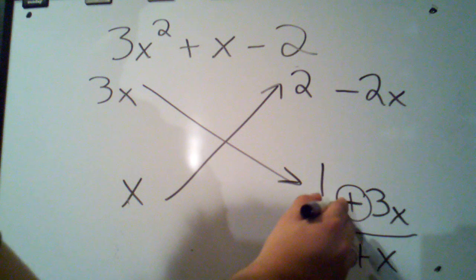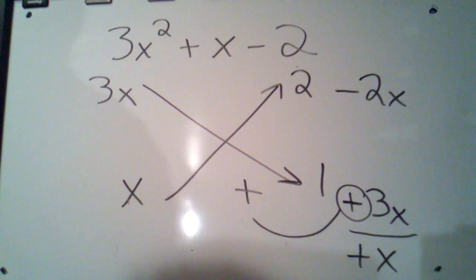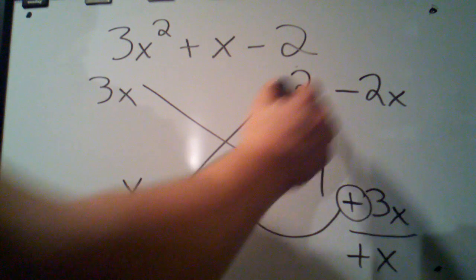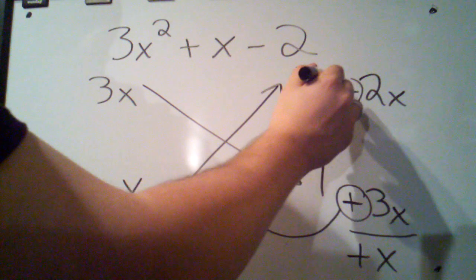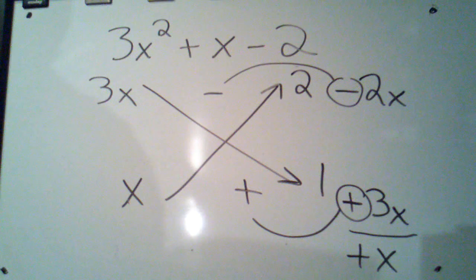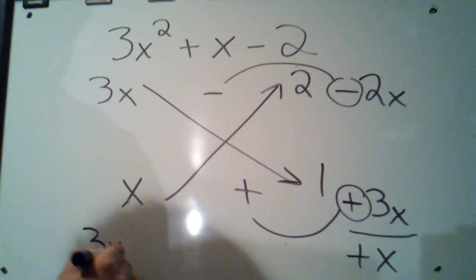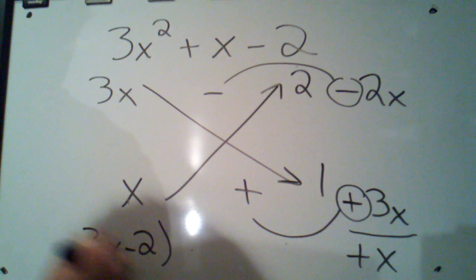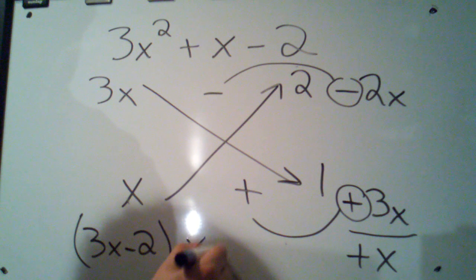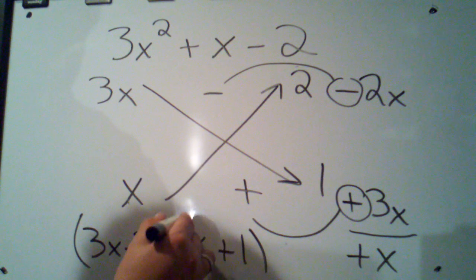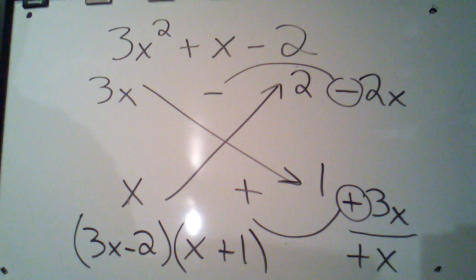I can take this plus sign, draw it right there. I can take this minus sign, bring it on over, and put it right in the middle there. So now I factor this trinomial to be 3x minus 2 times x plus 1. And that right there is my final answer.